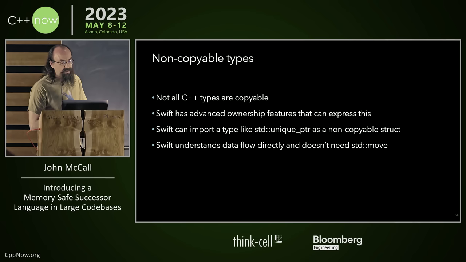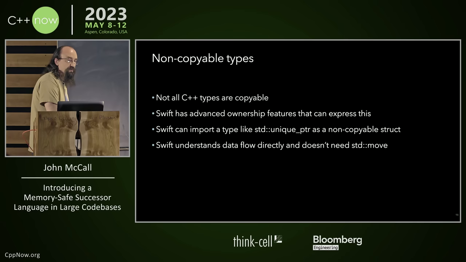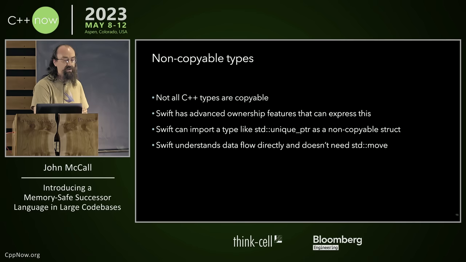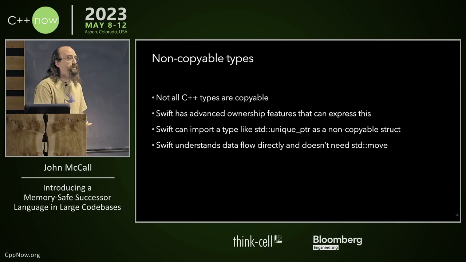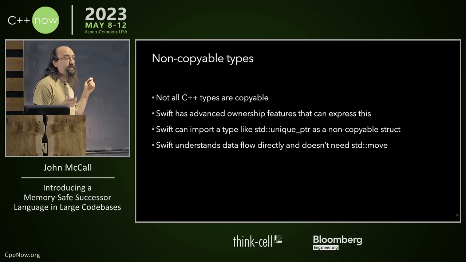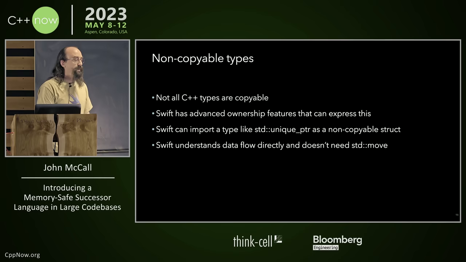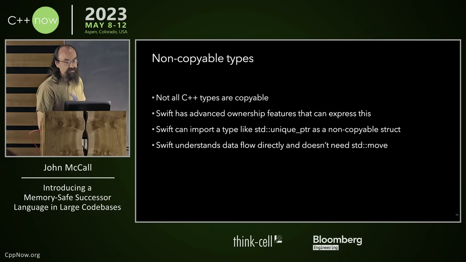Not all C++ types are copyable. Swift has advanced ownership features that can express that. We can import a type like std::unique_ptr as a non-copyable struct. We can also understand the data flow directly on that. So when we see that you use one of these non-copyable types in a context that needs an owned value, we will just move it for you. You don't need std::move. It's just a very straightforward local analysis that the language can do.